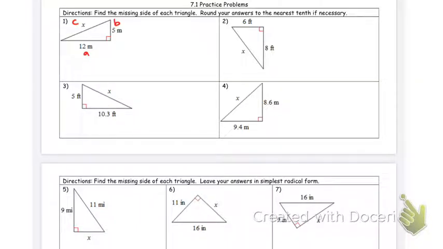So we're going to plug it into the Pythagorean theorem, which says a squared plus b squared equals c squared. So we have a squared, which is 12 squared, plus b squared, which is 5 squared, equals c squared, which is x squared. Now let's just do the math here. 12 to the second power is 144, plus 5 to the second power, that's 25, all equal to x squared. And now we're going to solve for x. So we've got to add these two guys. That gives me 169 equals x squared.